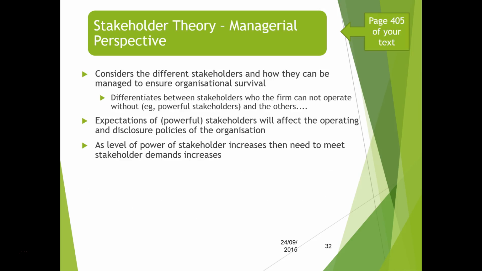The stakeholder theory from the managerial perspective considers the different stakeholders and how they can be managed to ensure organisational survival. It differentiates between stakeholders who the firm cannot operate without and the others. The expectations of powerful stakeholders will affect the operating and disclosure policies of the organisation. And as the level of power of stakeholders increases, the need to meet stakeholder demands increases. So this is doing the right things because you have to.